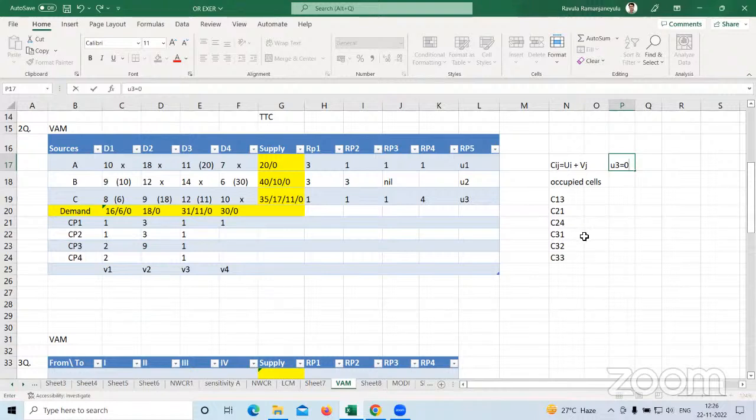So C31, 48, is nothing but U3 plus V1, right? V plus V1. So what is the cost of this cell? 8 is the cost. So 8 is equals to 0 plus V1. That means with this equation, we got the V1 value.